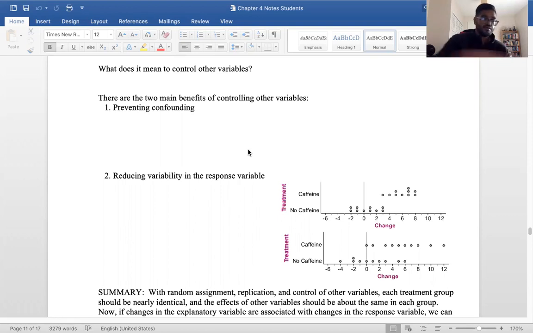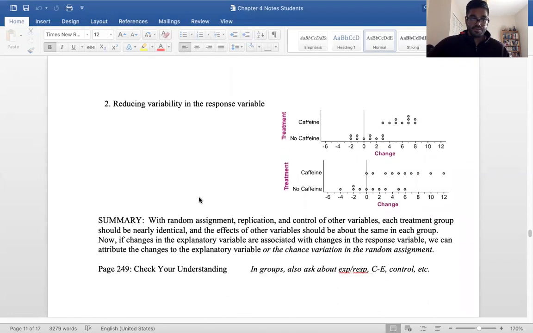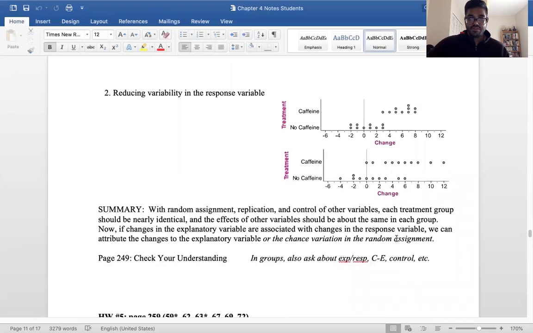Okay, and then the next one, reducing variability. So let's say you let the people who are drinking the soda drink as much as they want, or as little as they want to. Then obviously the amount that they drink is going to have an impact on their study. So that's going to lead to more variability, and so that's going to lead to less confidence in your results. Okay. Make sure you read this paragraph. This is really important.